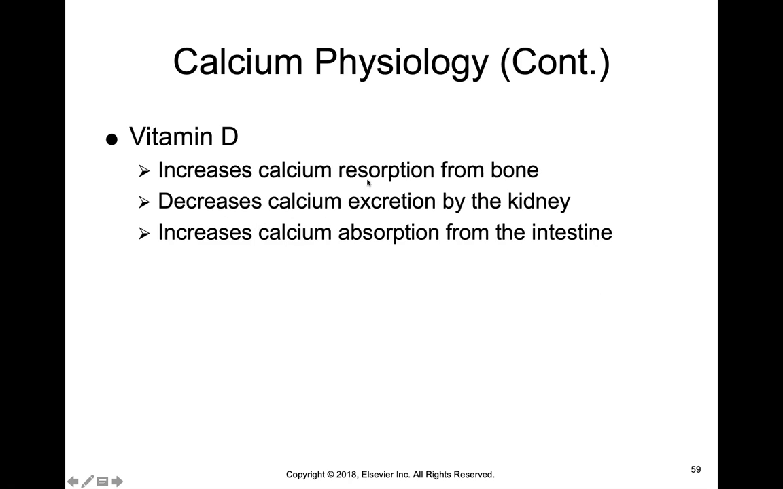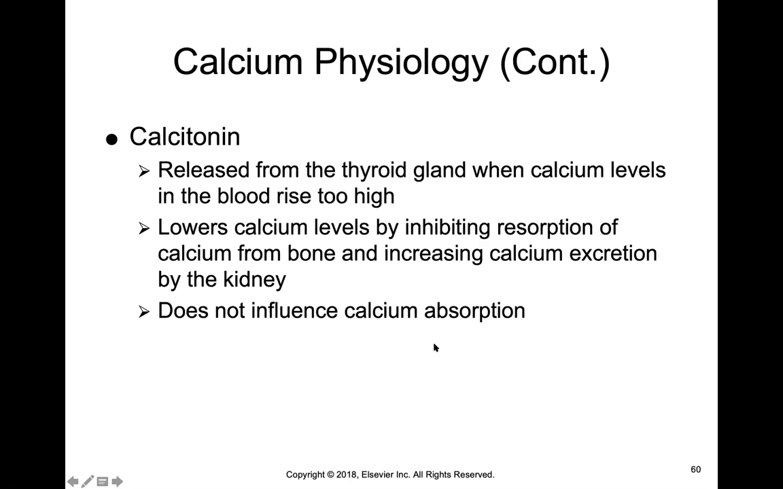So like I said, vitamin D increases calcium resorption from bone and can decrease calcium excretion by the kidney, and it does increase calcium absorption from the intestine. This other product is called calcitonin. It is a compound that's released from the thyroid gland when calcium levels in the blood rise too high, and it lowers calcium levels by inhibiting the resorption of calcium from bone and increasing calcium excretion by the kidney, but it doesn't actually influence calcium absorption.